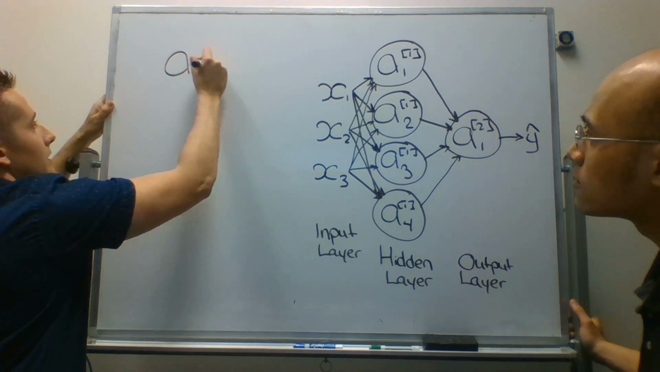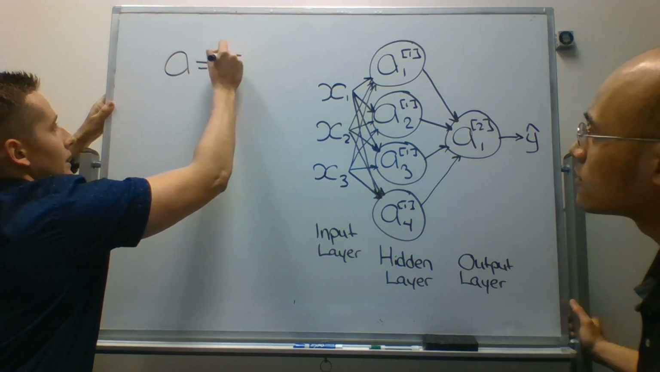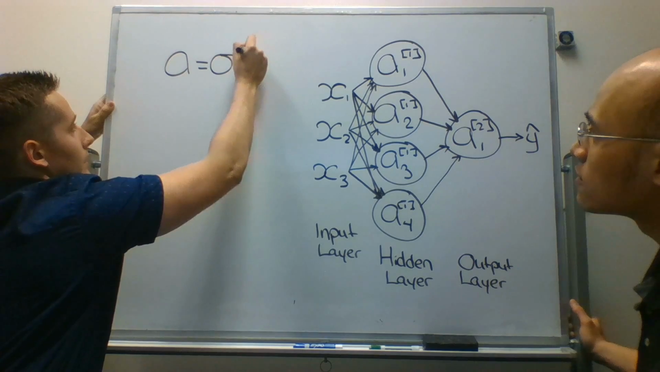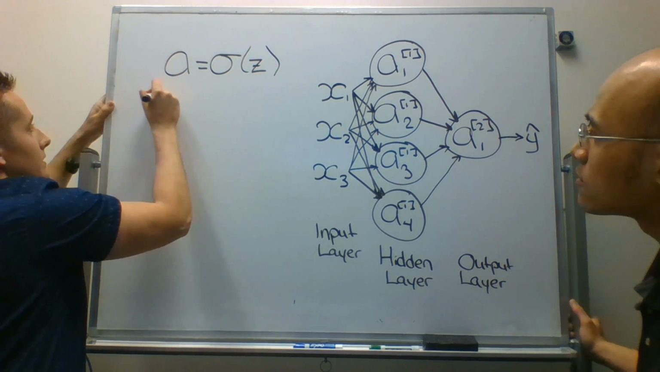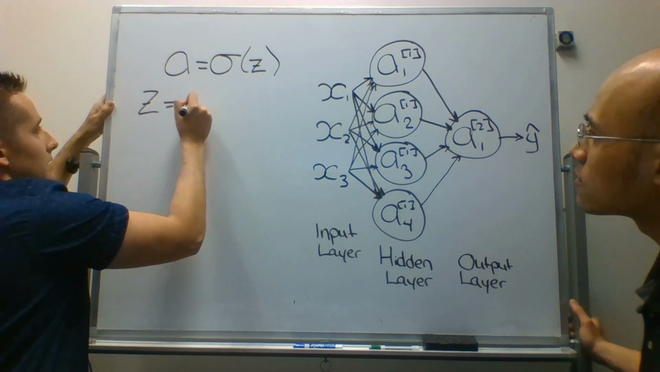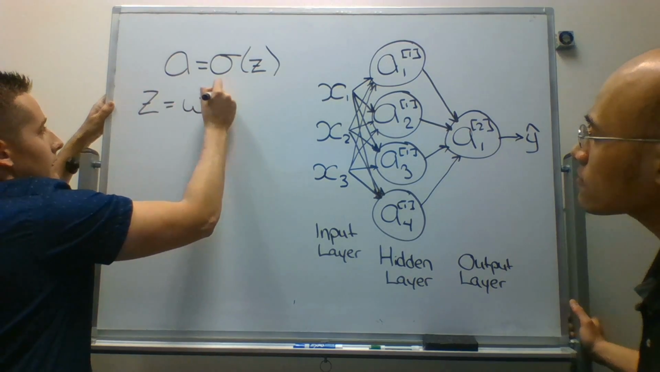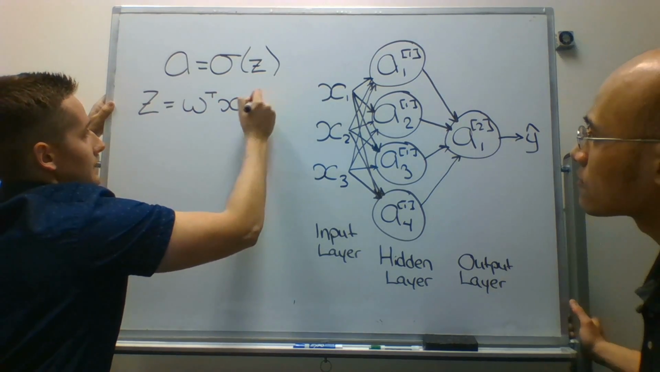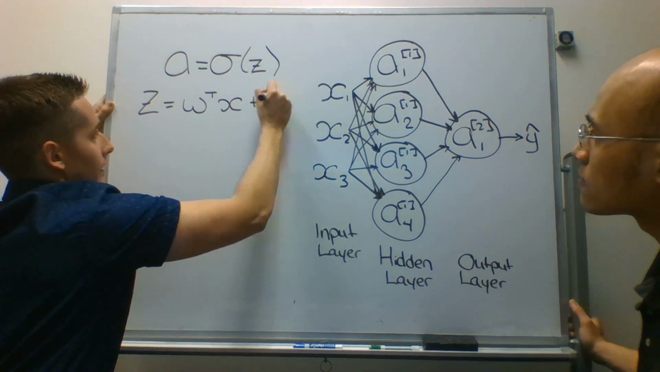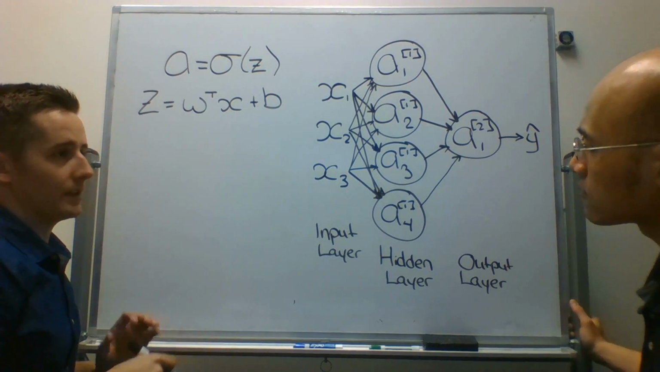Okay. So for every A that we have, A is going to be calculated by the activation, or sigma, of Z. And now we haven't defined Z yet, so we'll go ahead and do that. Z equals the weights times our x vector, so the weight vector times the x vector, plus the bias term, or the intercept that you were talking about.